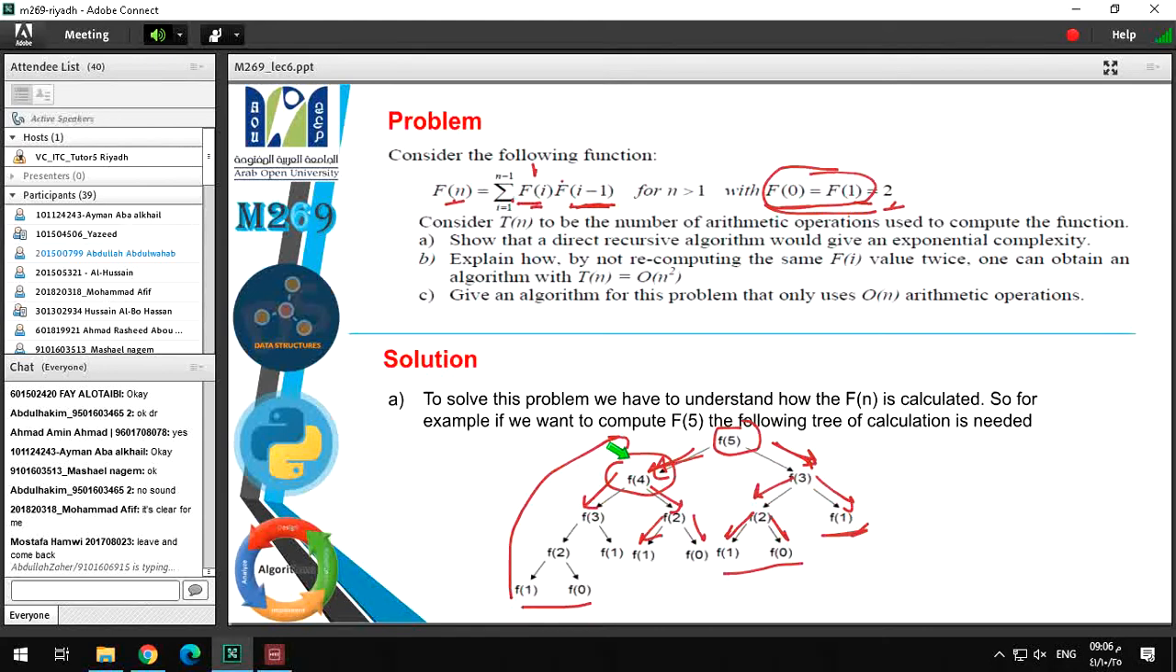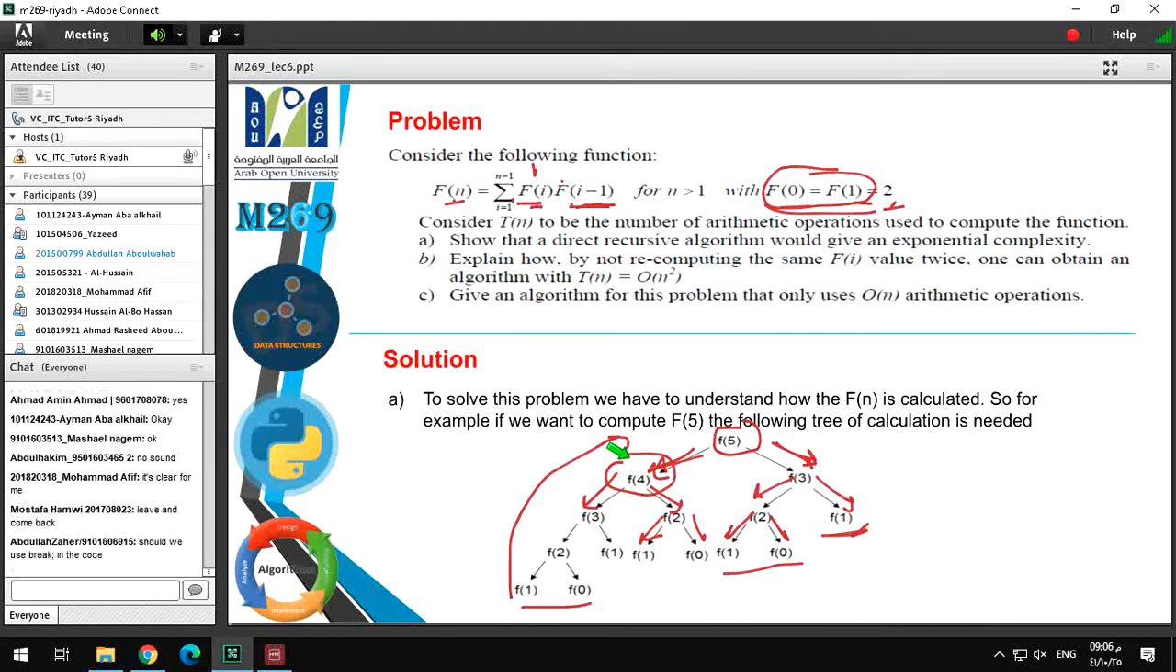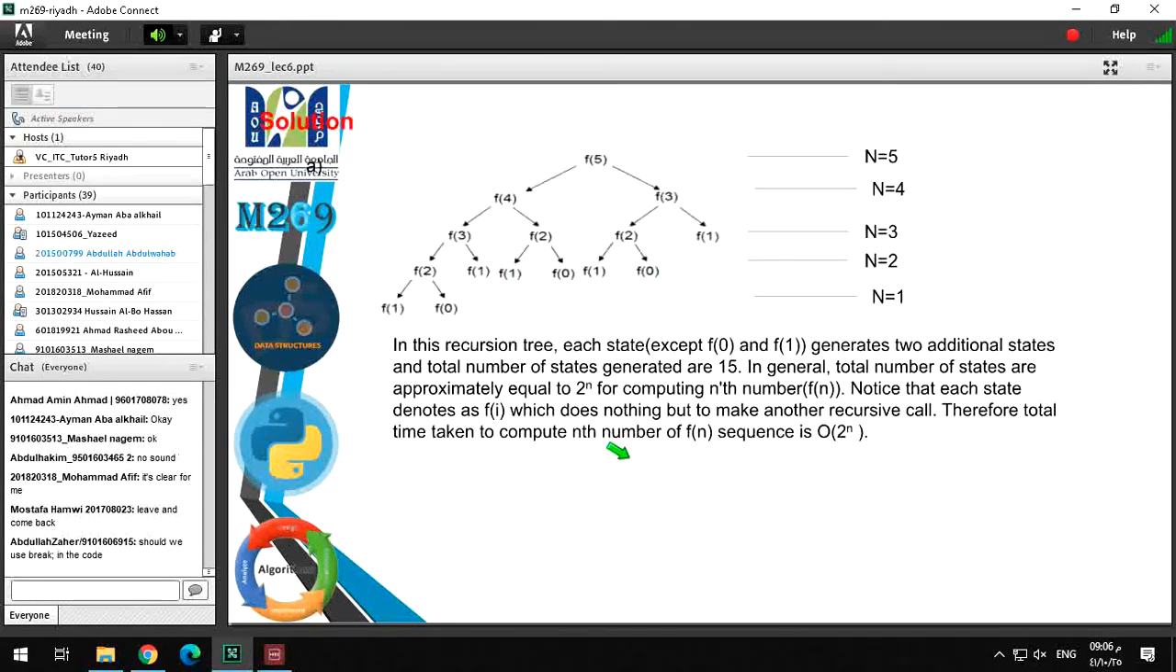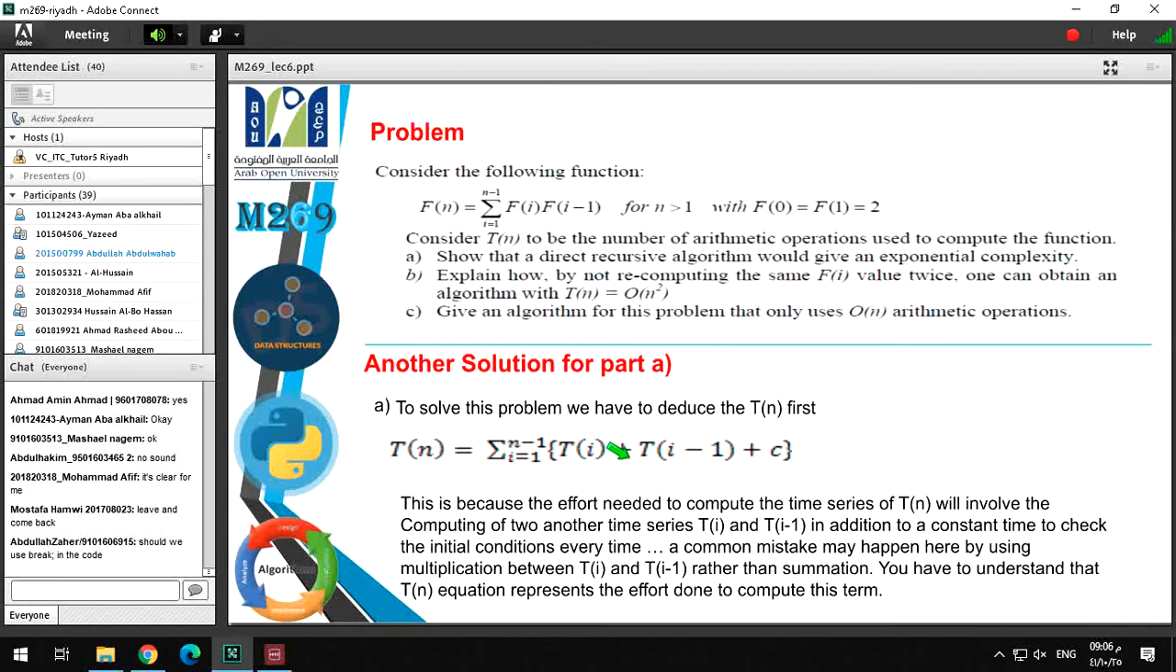Now we want to prove that this function has an exponential complexity. Later we come to the code. Now what we want is to prove that this function has an exponential complexity. Now let's consider this function, the one we are describing now. And to solve the problem, we need to deal with this function as a Tn.